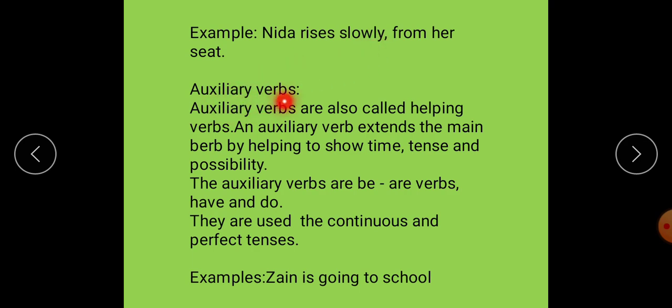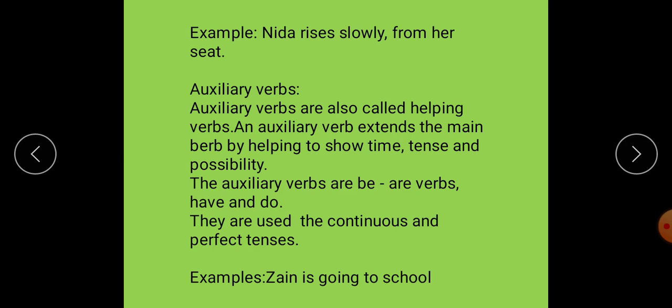Next, auxiliary verbs. Auxiliary verbs are also called helping verbs. Auxiliary verbs को helping verb भी कहते हैं. And auxiliary verbs extend the main verb by helping to show time, tense and possibility. The auxiliary verbs are be, have and do. They are used in the continuous and perfect tenses. Auxiliary verbs और helping verbs जो हैं वो यूज़ किए जाते हैं continuous और perfect tenses में.